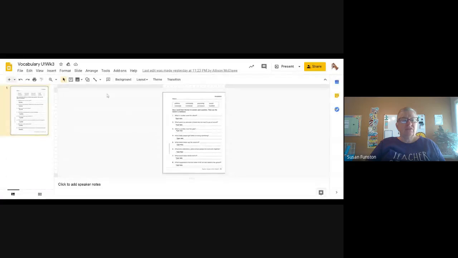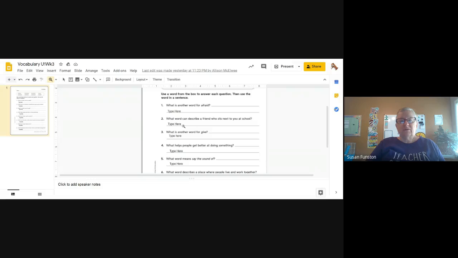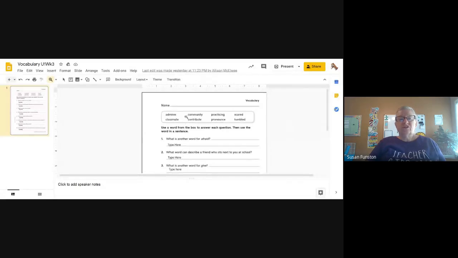All right, we're going to stop sharing this and move on to a couple of our worksheets. So one of the first worksheets you're going to work on is vocabulary, because on Monday is when we start with our new vocabulary list. So let's see if we can present that one. All right, so here is our vocabulary sheet for this week. And we'll go to the top. Here are the words that we have been talking about: admires, classmate, community, contribute, practicing, pronounce, scared, and tumbled.